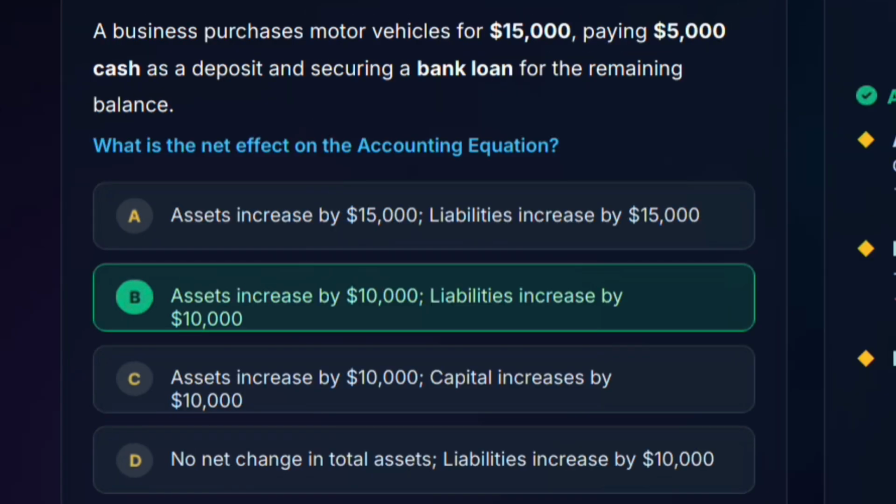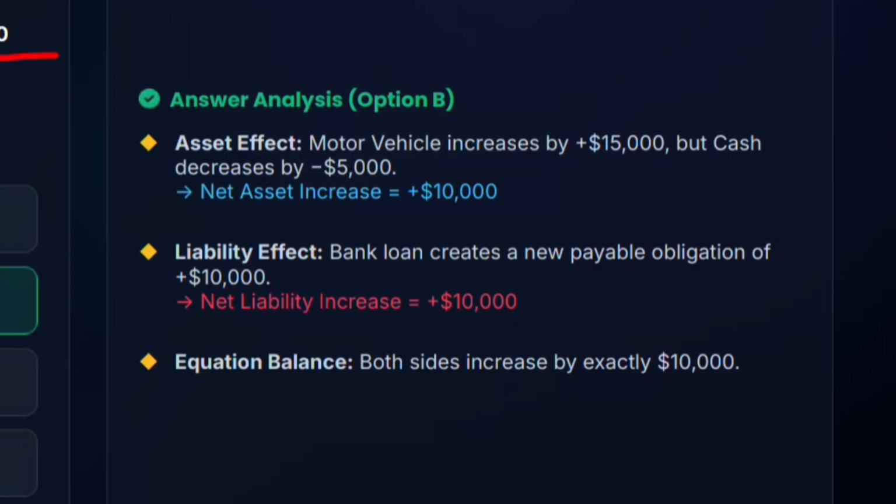Now question number 3. A business purchases a motor vehicle for $15,000, paying $5,000 cash as a deposit and securing a bank loan for the remaining balance. What is the net effect on the accounting equation? Don't guess, break it down by side. Asset impact: motor vehicle increases by $15,000 but cash decreases by $5,000. Net asset increase is $10,000.